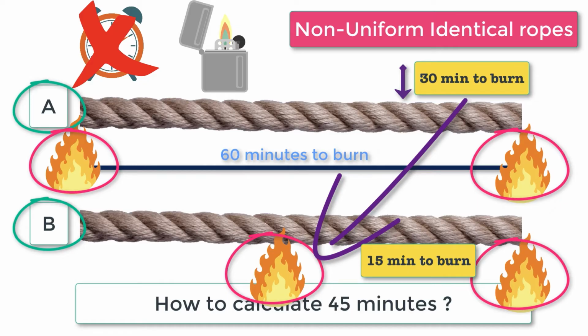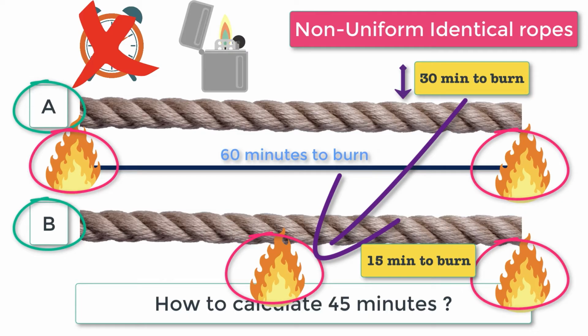So I will repeat the solution. What you are supposed to do is first burn rope A from both ends and rope B from one end. So rope A will completely burn in 30 minutes because it is put on fire from both ends. When rope A is burnt completely, rope B would have burnt for 30 minutes. So it does not mean that rope B is fully burnt.